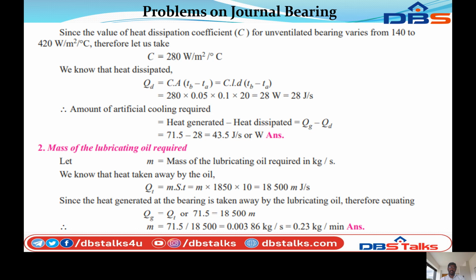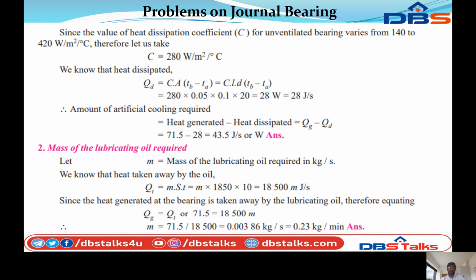Since the heat generated by the bearing is taken away by the lubricating oil, therefore Qg is equal to Qt, or 71.5 equal to 18,500 M. Therefore, M is equal to 71.5 divided by 18,500, that equal to 0.00386 kg per second. So this will be converted to minute. So finally, M is equal to 0.23 kg per minute.